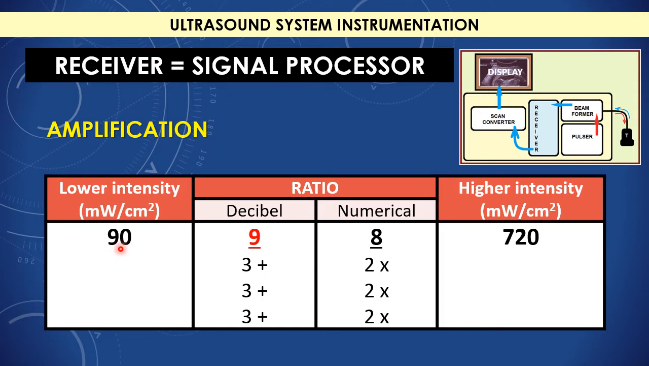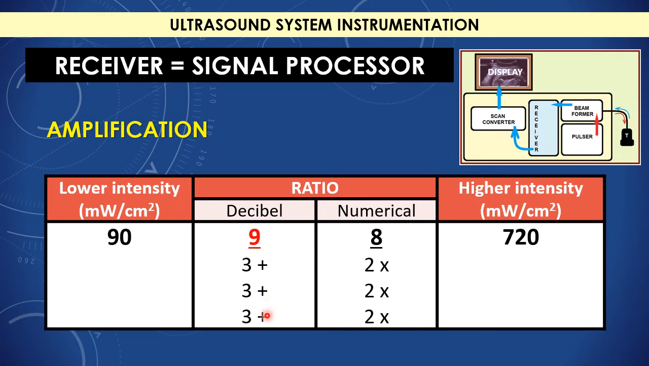So what happened? How much will be the higher intensity after the magnification? So you give the 9 decibels. Again, 9 decibels will be broken down into 3 plus 3 plus 3. Again, we mentioned that decibels go by plus or minus. So 9 decibels will be broken down to plus 3, plus 3, plus 3.